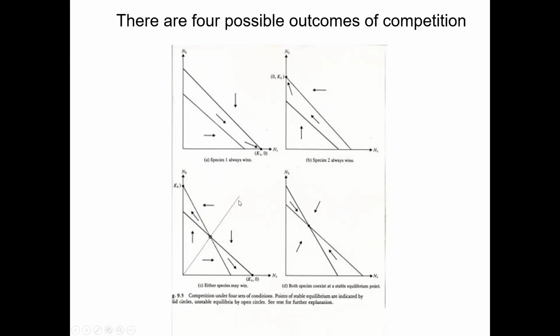When you're out here, both species must decline because both species are above their carrying capacities in this entire area. So species 1 has to decline from right to left. Species 2 has to decline from top to bottom. But what happens in the little triangles?